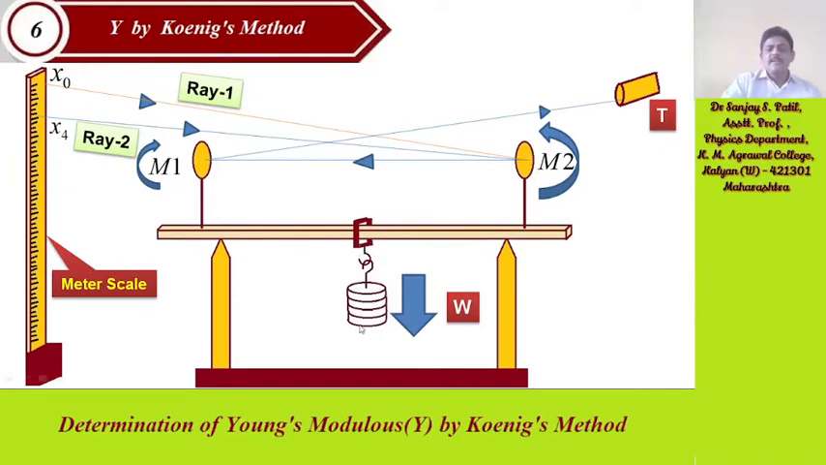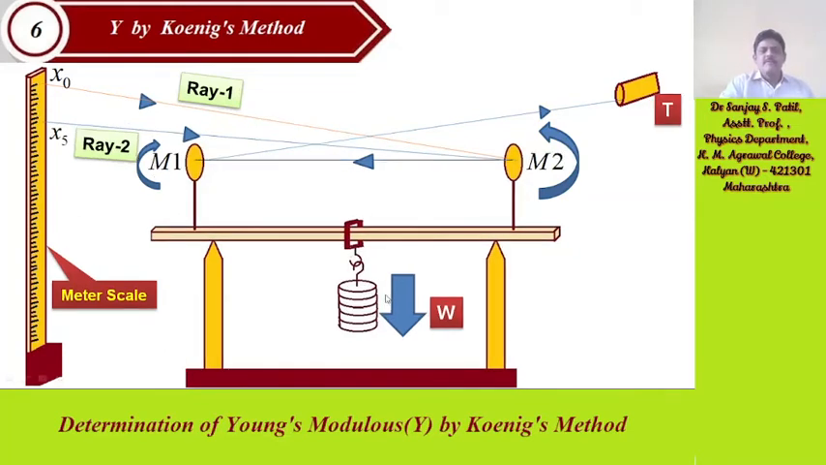Now the fourth weight is applied. Again, from x0 to x4, ray 1 to ray 2. Again, bending action in mirror M2 as well as in mirror M1 takes place. Again, the beam is bending at the center due to application of these weights, and this is observed with the help of the telescope placed here at the right hand side of this apparatus.